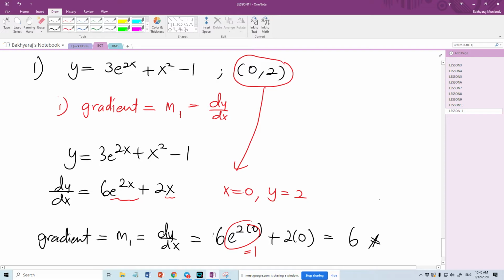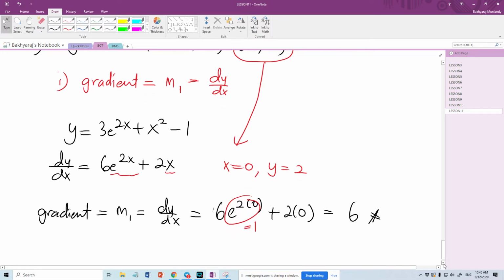Okay, once you get value of 6, now I go for tangent equation. Sekarang saya nak cari tangent equation. Okay, Roman 2 I want to go for tangent equation. Okay, so tangent equation is actually what? Tangent equation is actually y equal m1x plus c.